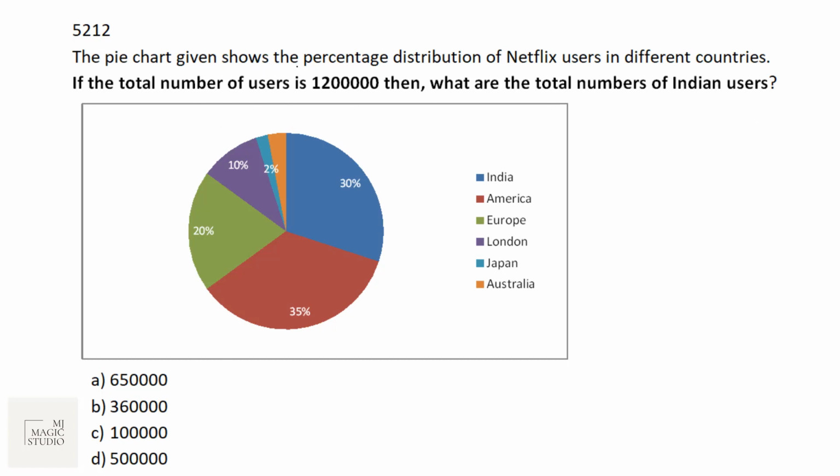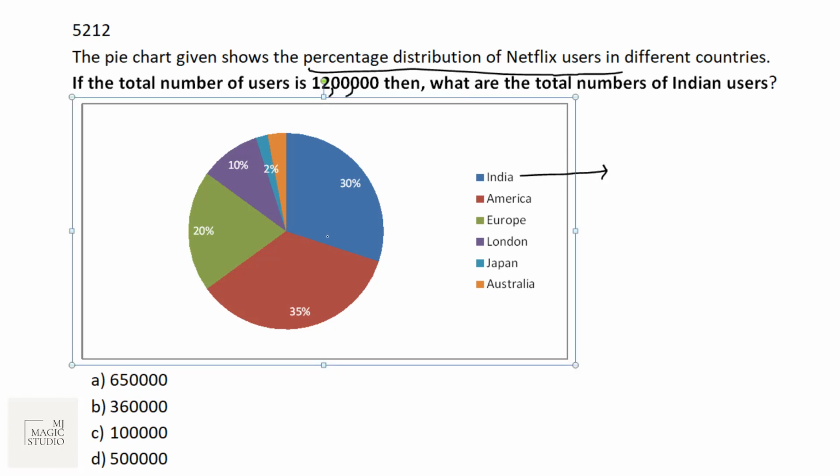The pie chart given shows the percentage distribution of Netflix users in different countries. If the total number of users is 12 lakh, then what is the total number of Indian users? India, we can see it as 30%. That means Indian users are 30% of 12 lakhs. 12 into 3 is 36. 3.6 lakhs should be the answer. 3.6 lakhs is in option B. Mark, and let's move on to the next one.